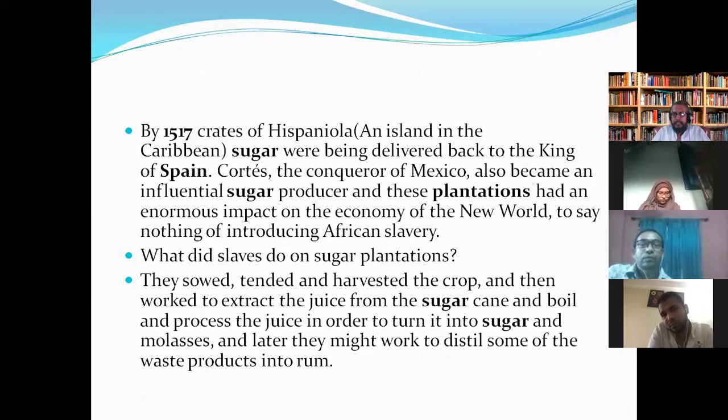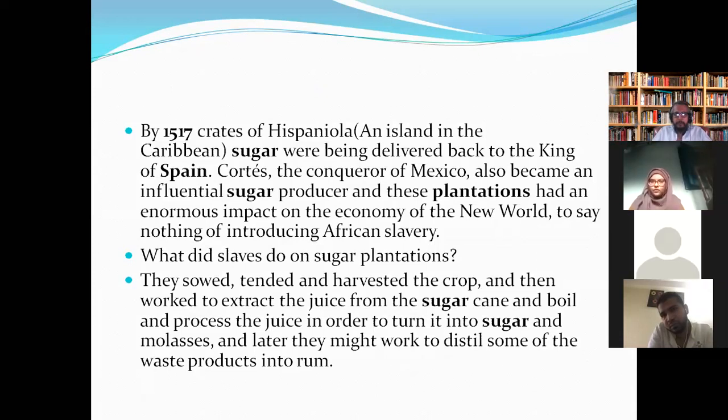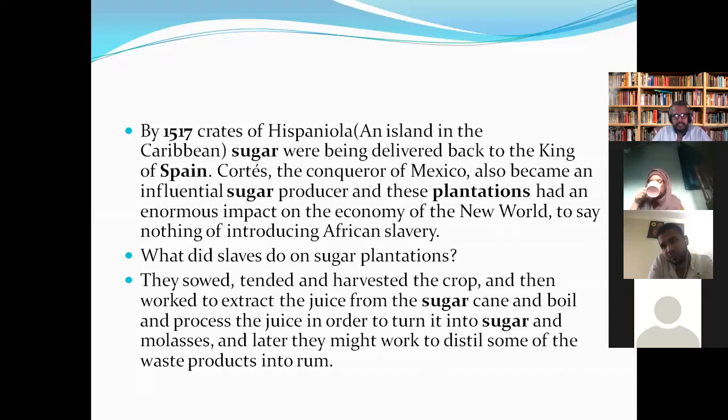So this initiated it. And the conqueror of Mexico also became an influential sugar producer. And this plantation had an enormous impact on the economy of the New World, to say nothing of introducing African slavery. So the Spanish government introduced the sugar plantation project at the early stage, and in this project, the black slaves are used. What do the black slaves do in this sugar plantation project?